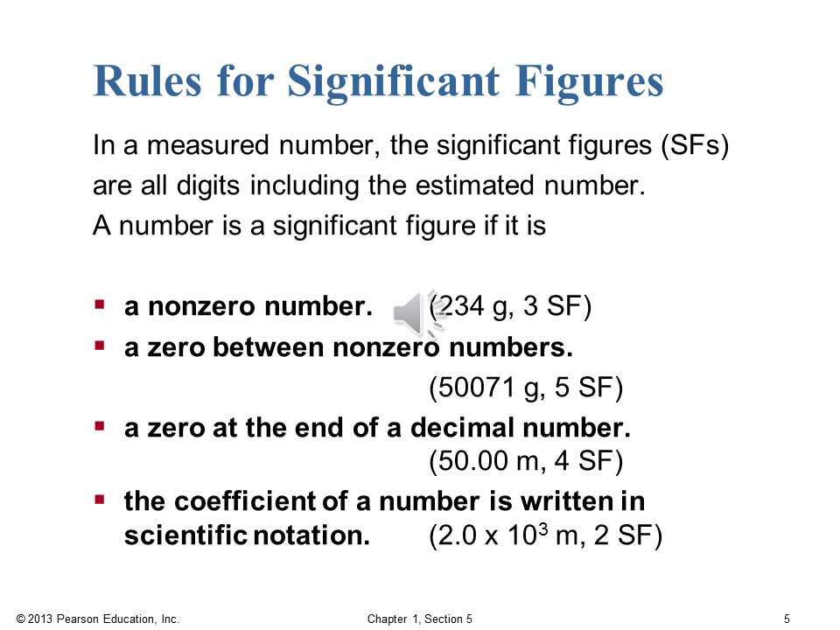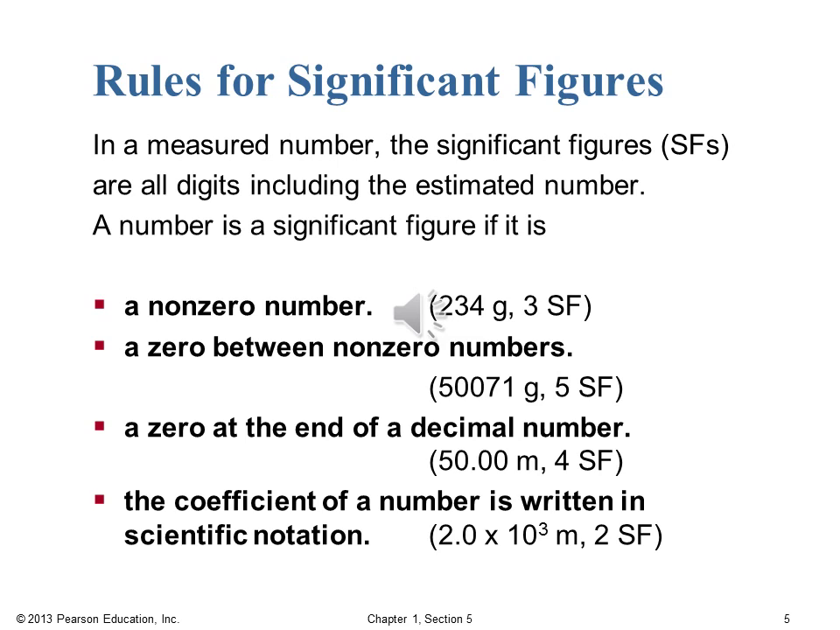If we have a 0 at the end of a decimal number, so we have a non-zero digit and then some zeros here, 50.00 meters, for instance, that's 4 significant figures. If we had just written 50 meters without a decimal point, then it's probably just 1 significant figure. There's some doubt. If we show the decimal point, then we would have to include that 0 as well.